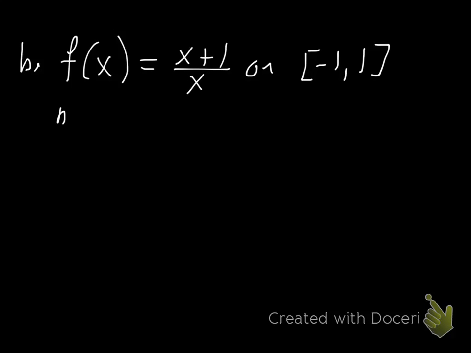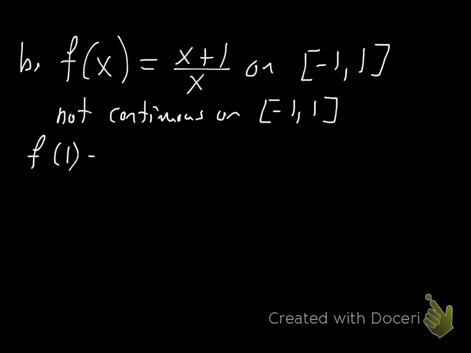Is f continuous on -1 to 1? And the answer is no, because I can't plug 0 in. It's undefined at 0, so it's discontinuous, or not continuous, on -1 to 1. So the mean value theorem doesn't apply.